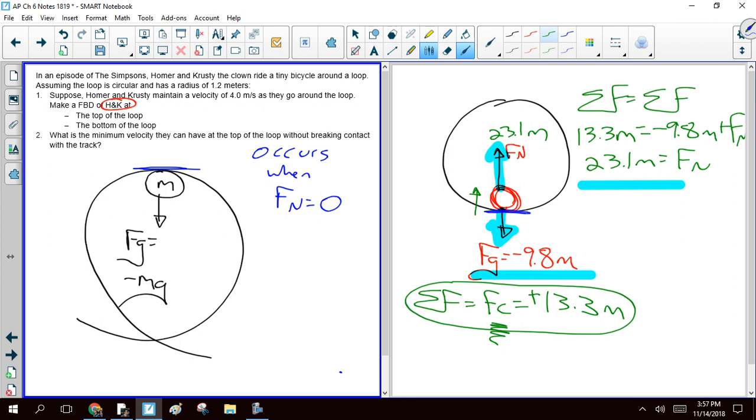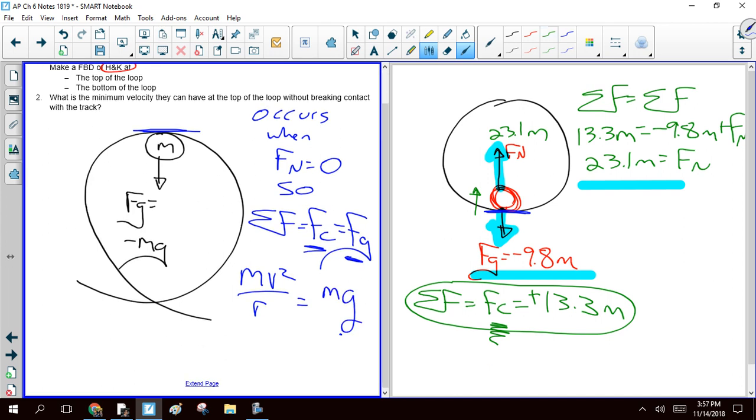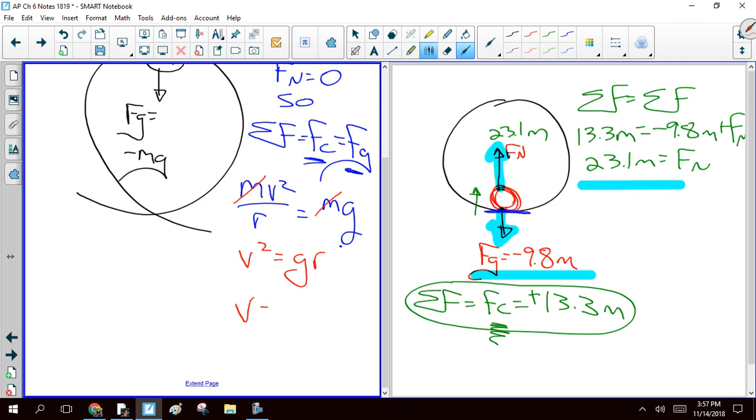All right? And so what this means is, at that point, your net force, in other words, your centripetal force, is now being provided completely by gravity. Okay? And so you get this equation. If all of my centripetal force comes from gravity, then I've got mv squared over r equals mg. The m's cancel, and I get v squared equals gr, or v equals the square root of gr. So for Homer and Krusty, we've got the square root of g, which is 9.8 meters a second squared, times the radius of the loop, which was, what, 1.2 meters, I think?